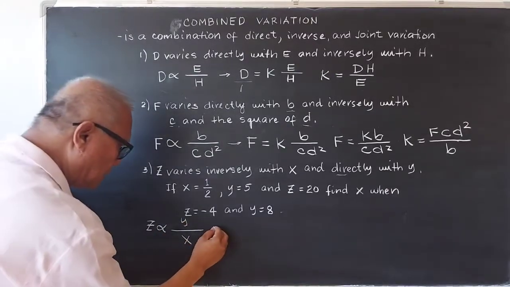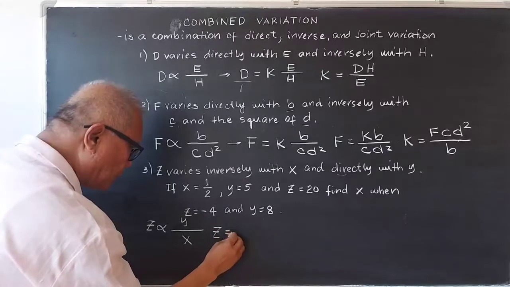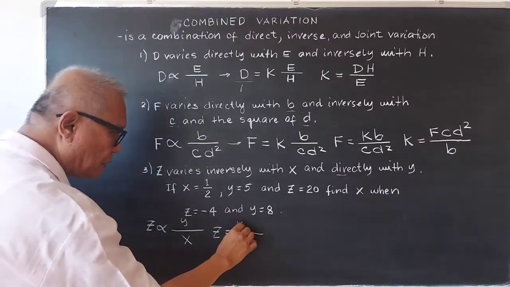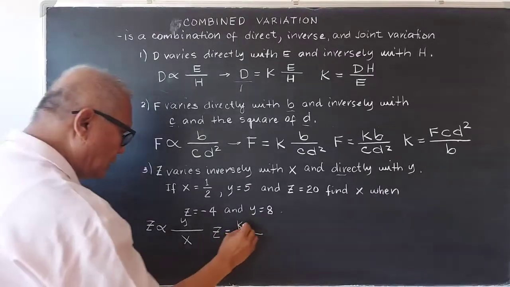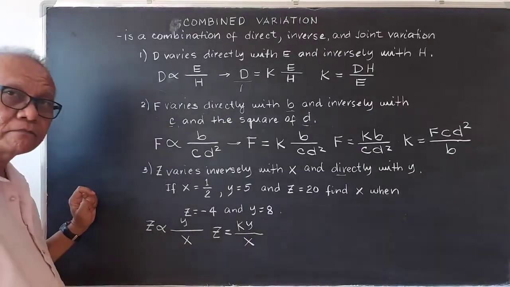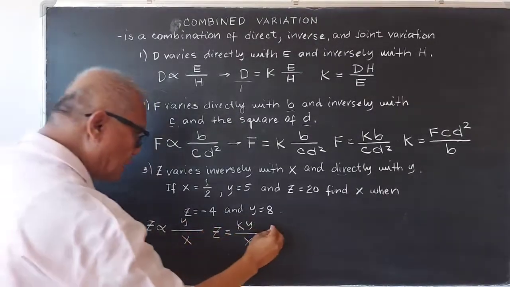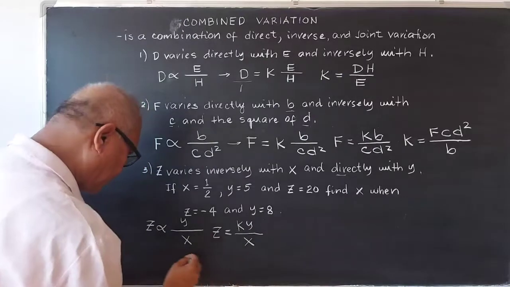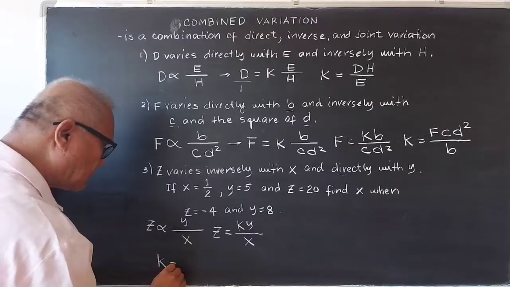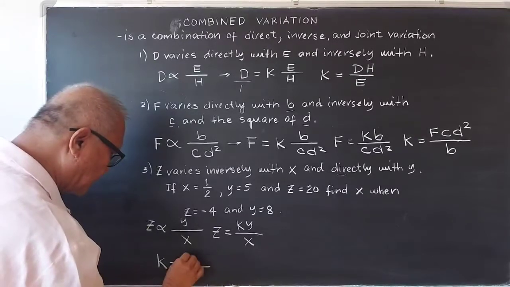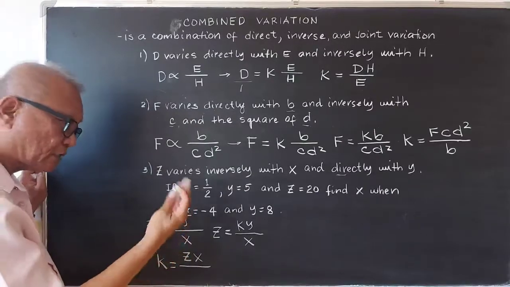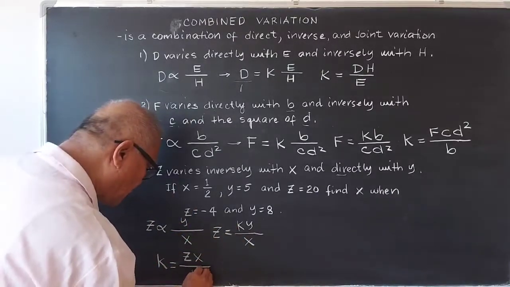Okay, then in equation form we have K here because K is always above, and then Y, and then we have our X. Then we solve for K. So K is equal to ZX, or XZ over Y.